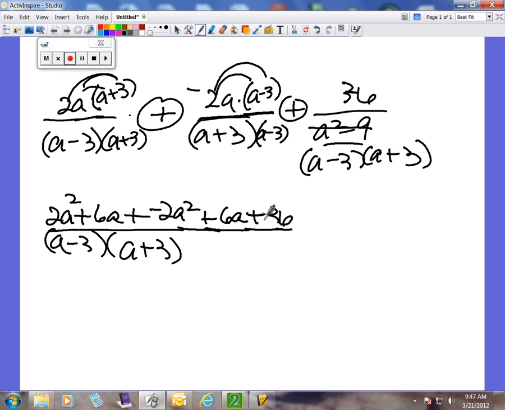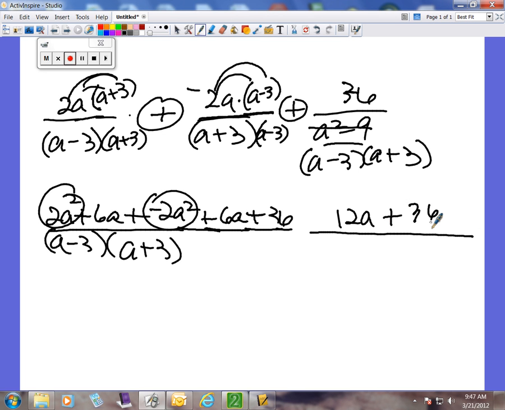Now we combine like terms and put it over our least common denominator. Something cancels here. Aren't these gone? What's 6a plus 6a? Somebody canceled those. I don't know why you canceled them. They're not opposite. So that would be 12a, wouldn't it? So we have 12a, and all that's left is a 36, all over.